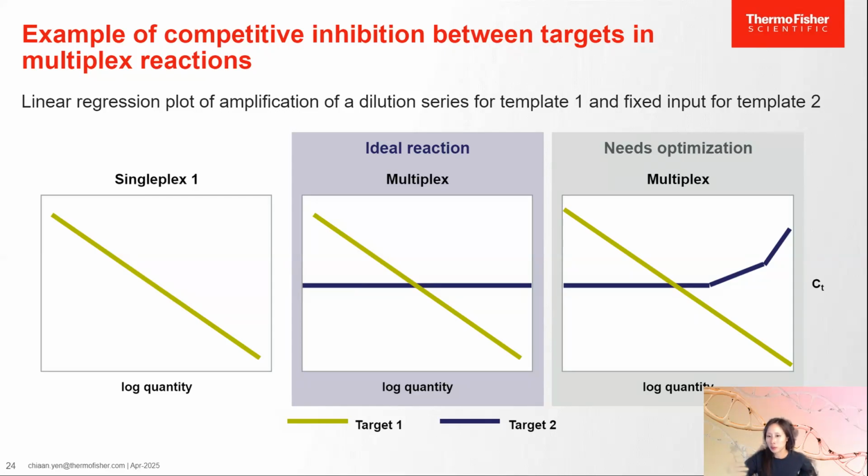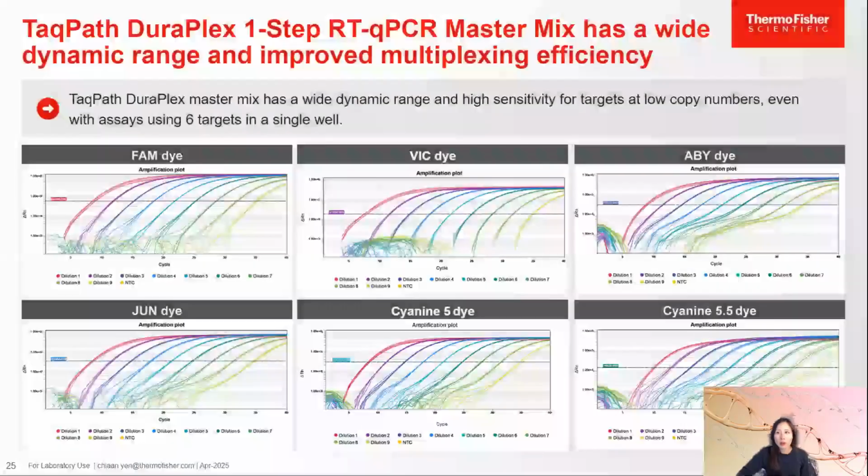But when there's competitive inhibition between the targets, you may see that target 2 here in navy is having a delayed Cq as you have a high concentration of target 1. So something you might do here, you could probably reduce the primer probe concentration for target 1, right? And then see how that looks.